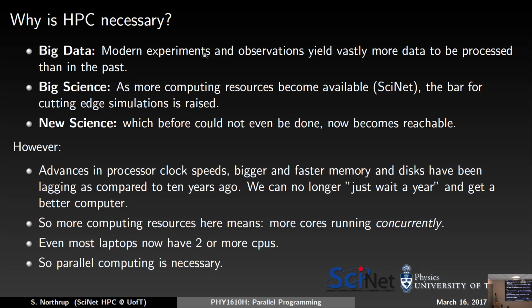So this is just a blanket statement: why is HPC necessary? I don't think I have to tell most of you that. It's a tough sell. It's just big data. We have lots more data, and you can't access it from one system.